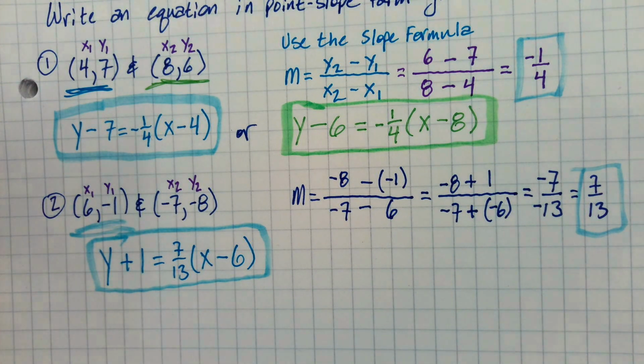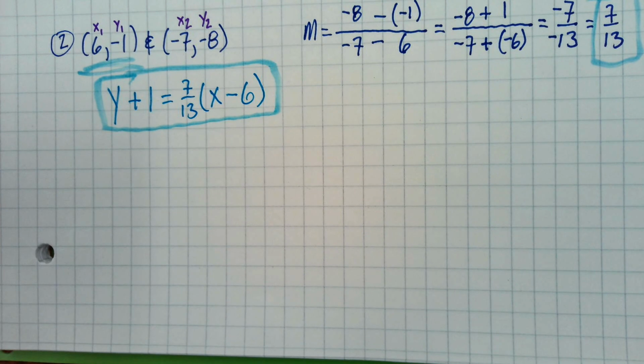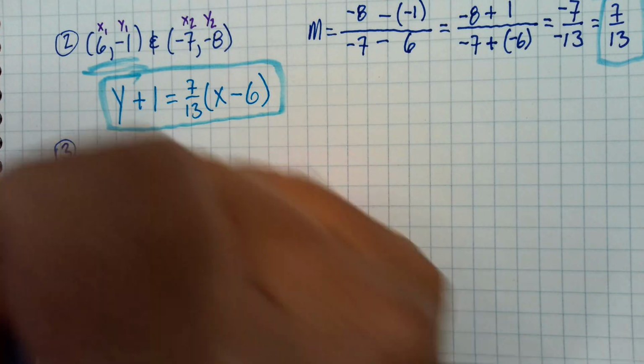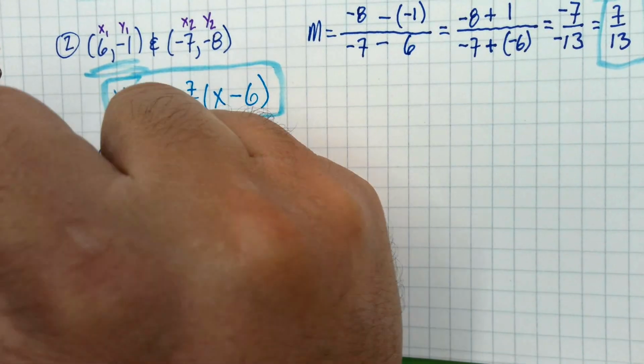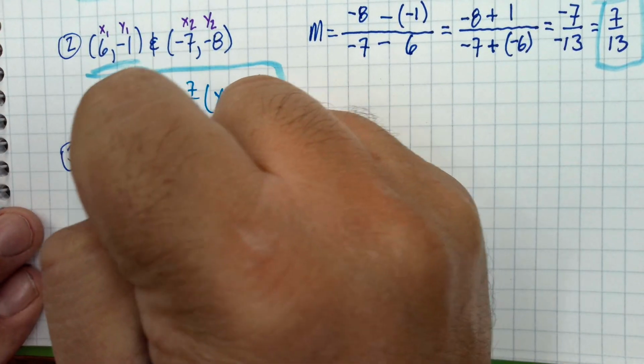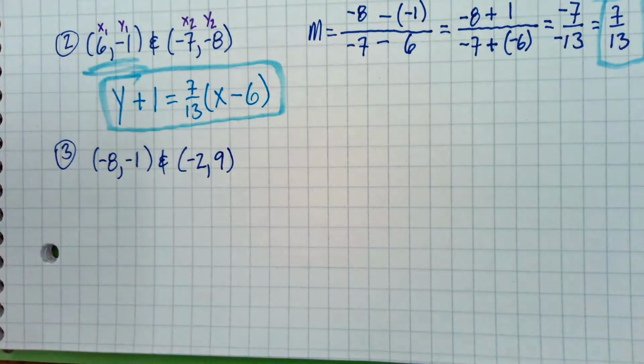You guys ready? So this is going to be the last one. We got the points -8, -1, and -2, 9. So let's go back to the notes. And number 3. This is going to be -8, -1, and -2, 9.